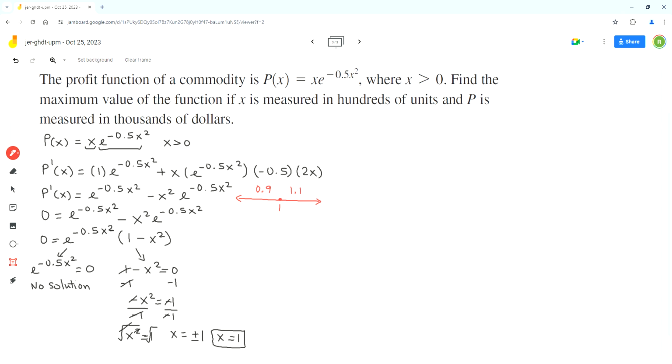So now we should sub in these test values in the expression for the first derivative and then check whether we get a positive or a negative value for the first derivative. As per the first derivative test, if the first derivative is greater than 0, that means the function is increasing in that interval, and if the first derivative is less than 0, that means the function is decreasing in that interval. So let's start with x equals 0.9.